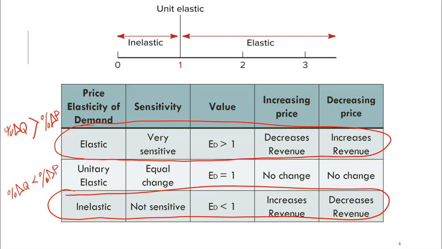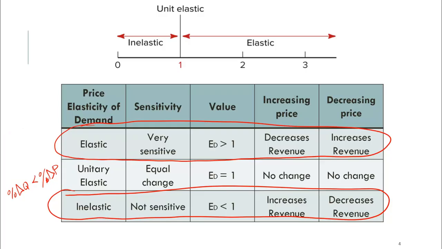And then if they're equal, so 10% price change and 10% quantity change, we're going to say that that is unit elastic or unitary elastic. That means a 10% change in price and a 10% change in quantity. They're going to be the same.